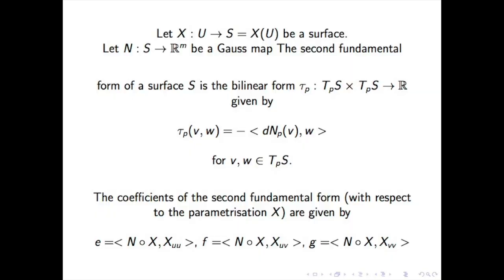For a surface S and a Gauss map N, the second fundamental form of S is the bilinear form tau of P, which maps two elements of the tangent space of S at P into R.